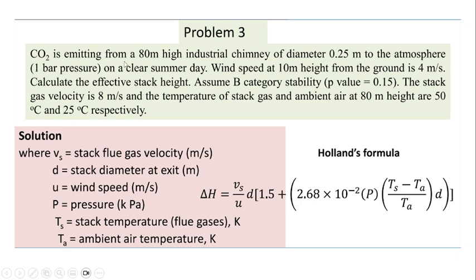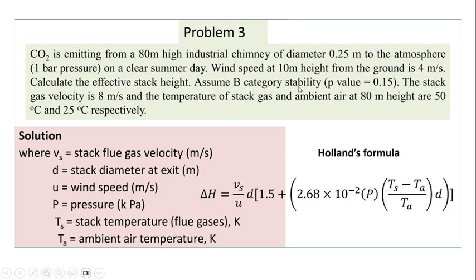Carbon dioxide is emitting from an 80-meter high industrial chimney of diameter 0.25 meter to the atmosphere of 1 bar pressure on a clear summer day. Wind speed at 10-meter height from the ground is 4 meter per second. Calculate the effective stack height.